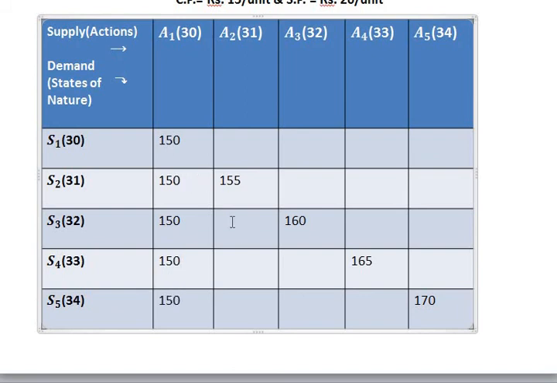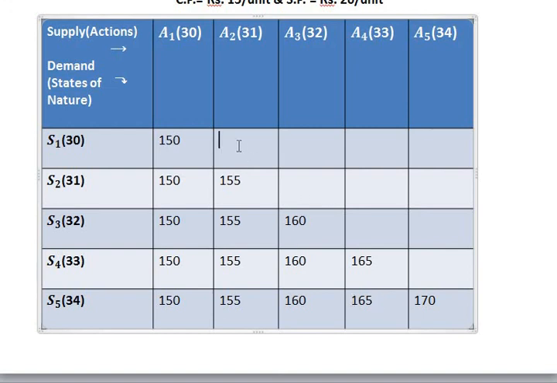Here what will be the figure to be repeated? 155, 155, down 155, down 155. Here which figure to be repeated? 160 now. 160, down 160. Here which figure to be repeated now? 165. 165. Why is this so? Because even if extra customers come, his profit is not going to change. Why? Because the units are already sold out, so profit will remain the same.